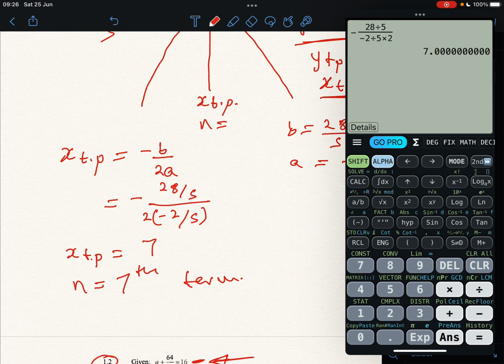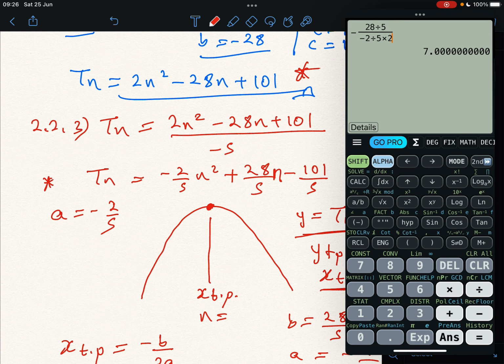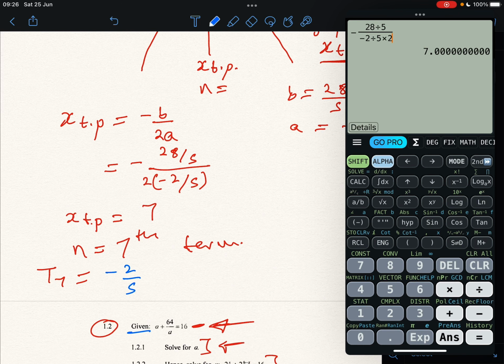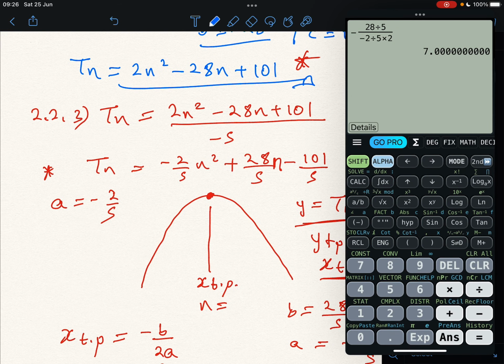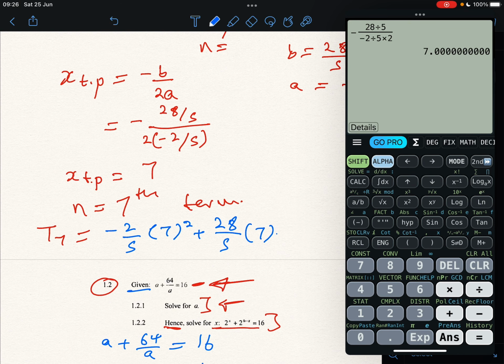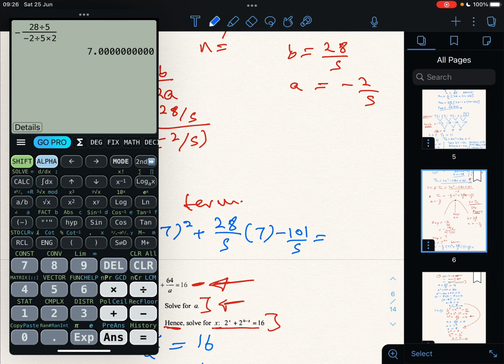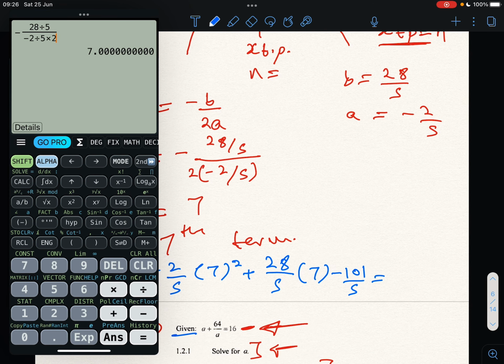So where is the value of that maximum term? Now we're going to use this formula to substitute 7 into it. So that's -2 divided by 5 times 7 squared, plus 28 divided by 5 times 7, and the last term is minus 101 divided by 5. Let us check what we get when we do that.